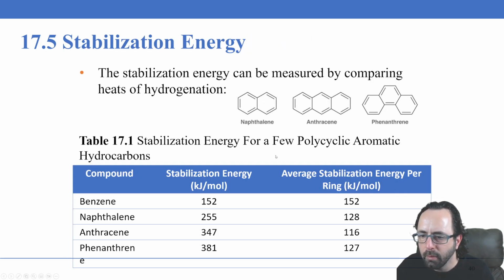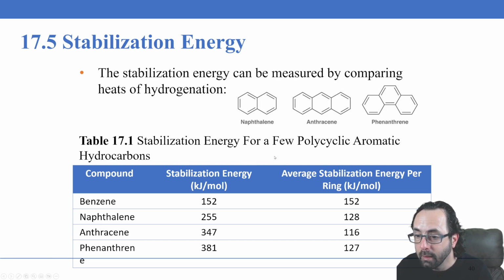In terms of aromaticity, we can see the stabilization energy based on the energy required to fully hydrogenate the ring like we did before. So when we look at benzene, for example, the average stabilization energy per ring is 152 kilojoules per mole. And this is the total stabilization energy. Here's the stabilization energy per ring. And we can see that although it's not as high as benzene, it's still pretty high, on the order of benzene.